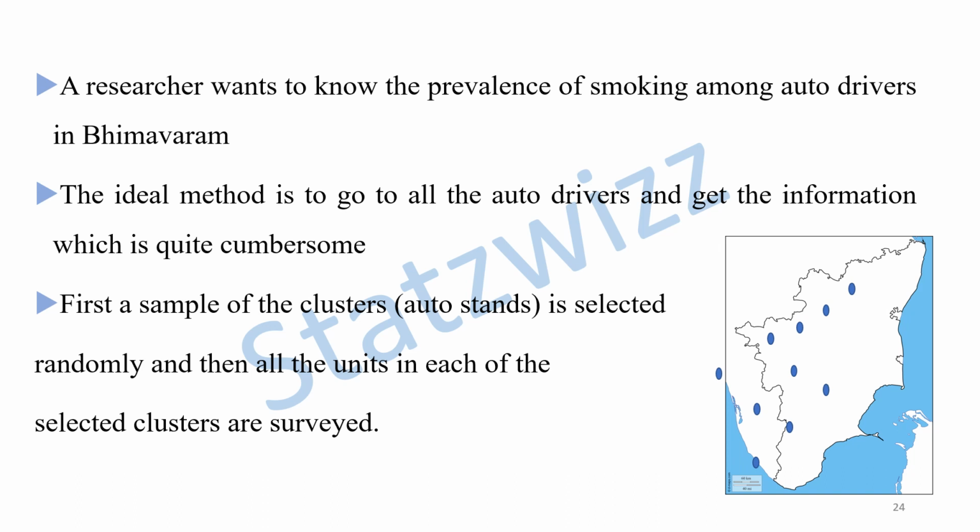So for example, if you want to know the prevalence of smoking among auto drivers in Bhimavaram, we don't have to go and collect a list of all the auto drivers in Bhimavaram, and then do a simple random sampling method. What we can do is spot out different auto stands which are located in Bhimavaram, and we can consider each and every auto stand as an individual cluster. And now we need to employ simple random sampling in selecting the clusters, and every auto driver who is there in that particular cluster will be included in the study.